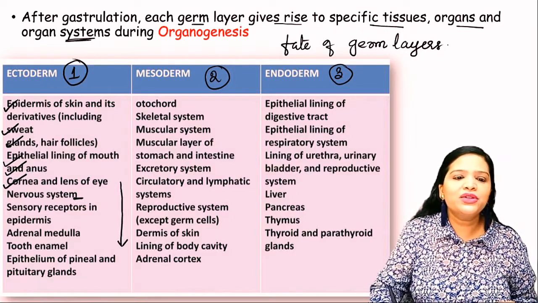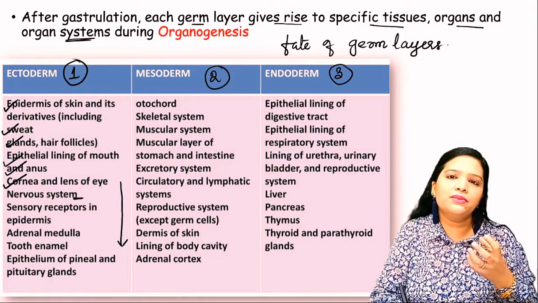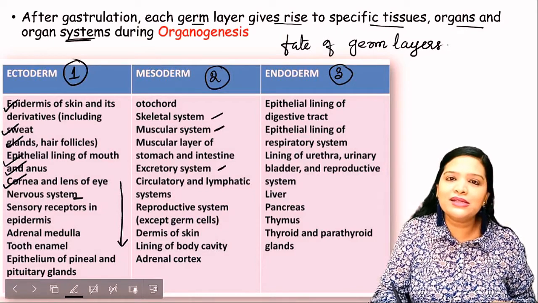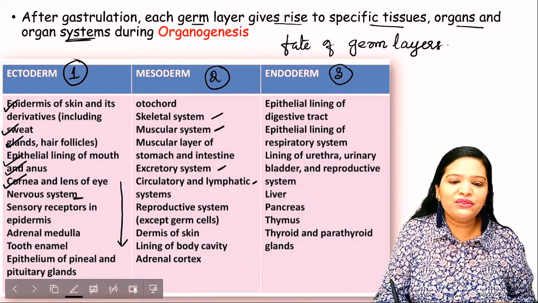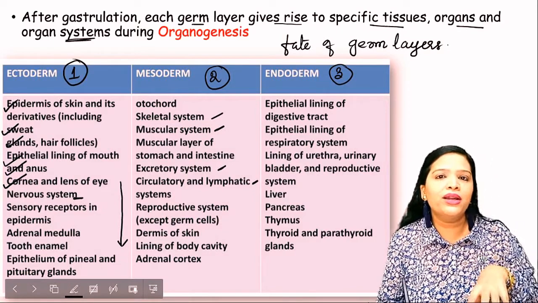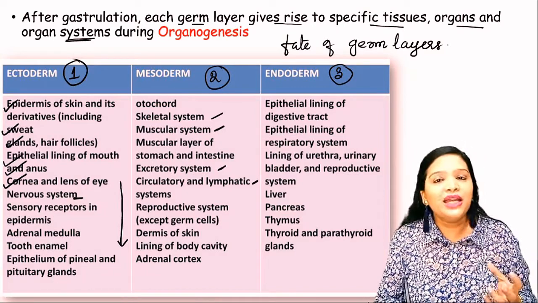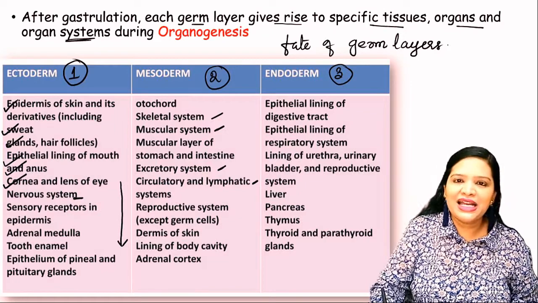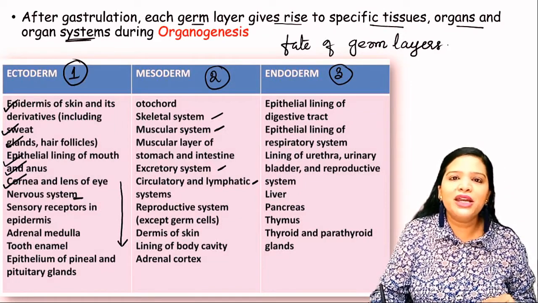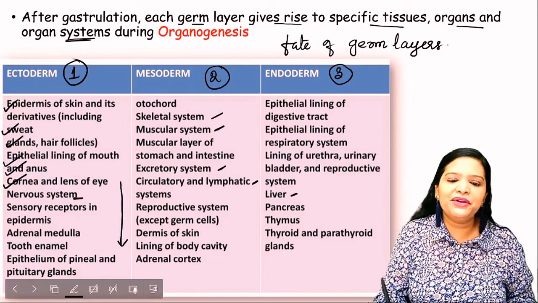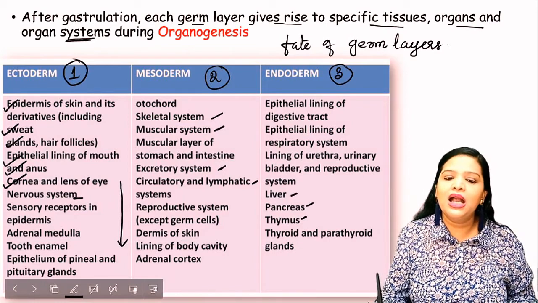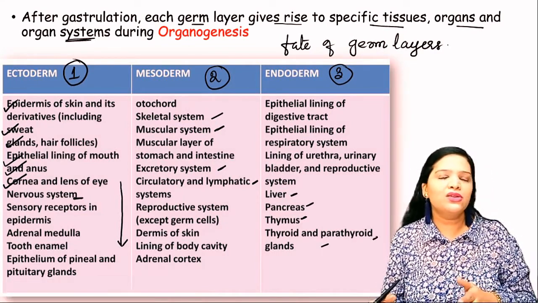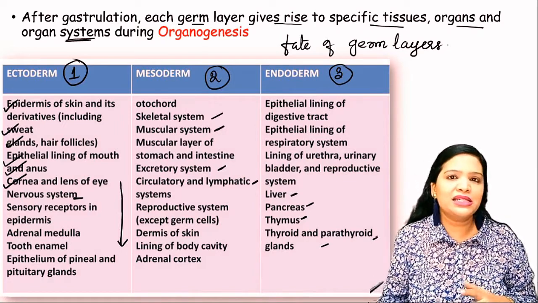Similarly, from the mesoderm, important skeletal system, muscular system, excretory system, circulatory and lymphatic system, like this important organ systems develop from the mesoderm layer. That means the middle layer. And endoderm, the inner layer. From the endoderm layer, some organs like liver, pancreas, thymus, thyroid, parathyroid, like this. Okay, so this table is almost the same everywhere.